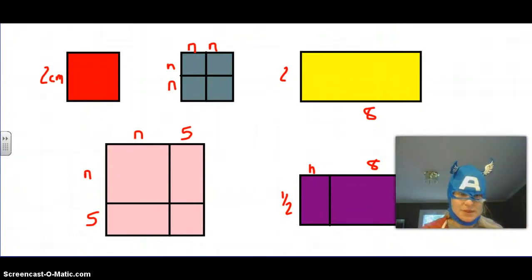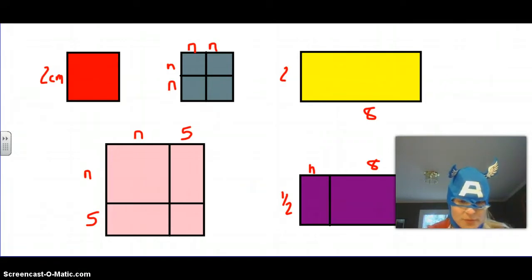Okay, today our lesson revolves around finding area of quadrilaterals. And we want to find the area of quadrilaterals when we don't necessarily know the length.